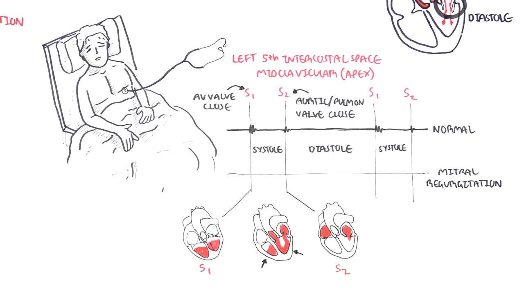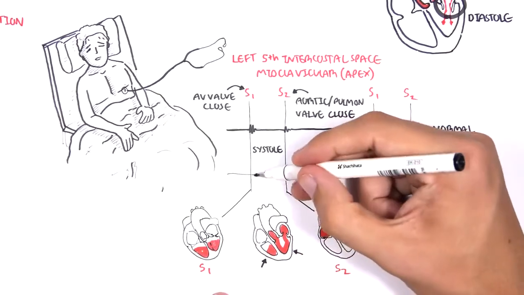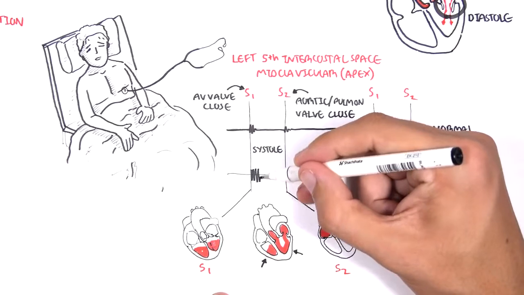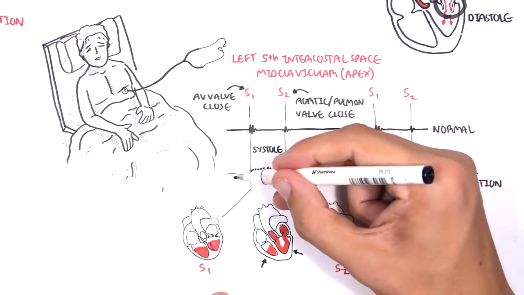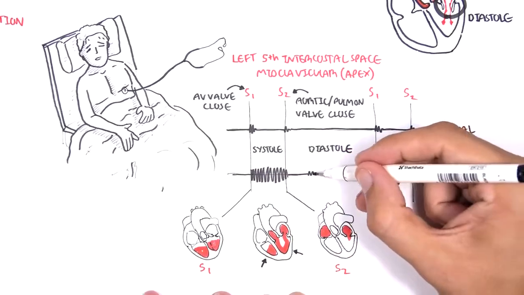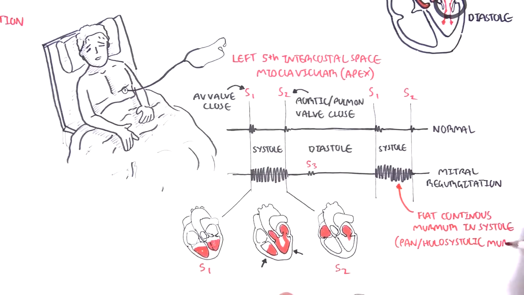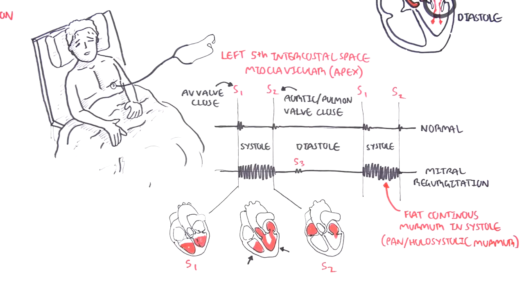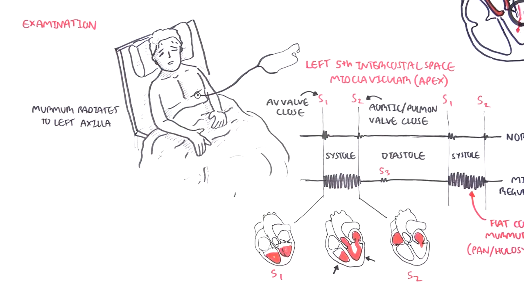In mitral regurgitation, the murmurs are heard during systole, when the ventricles are contracting to push blood out of the heart. But because the mitral valve is not closed properly when it is supposed to, we hear a murmur from when the ventricles start contracting, and it goes throughout the whole of systole. This murmur for mitral regurgitation is a flat, continuous murmur in systole, also called a pan or holosystolic murmur. It is also important to know that the murmur radiates to the left axilla.